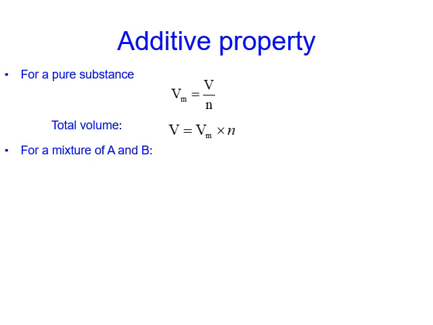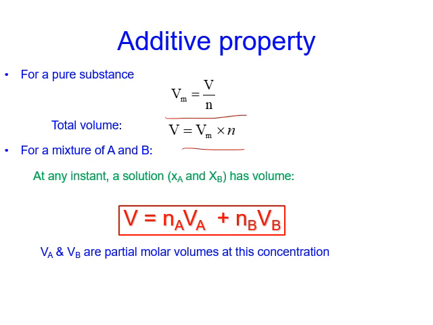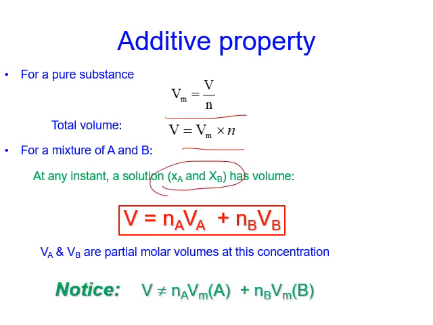In a pure substance, the molar volume is calculated by the total volume divided by number of moles. So the total volume is the molar volume times number of moles. In a mixture of AB with a particular concentration XA, XB, the total volume is calculated by number of moles A times partial molar volume of A at this particular concentration, plus number of moles B times partial molar volume of B at this particular concentration.